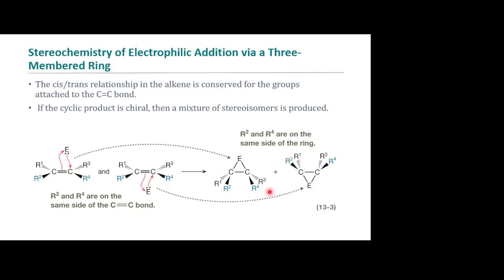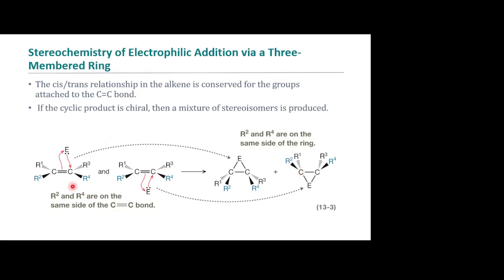And so, hey, we're going to maintain that, aren't we? That's quite nice. So the cis-trans relationship in this alkene is going to be conserved for those groups that are attached to that CC double bond. The cyclic product is going to be chiral. If the cyclic product is chiral, then a mixture of stereoisomers will be produced because you're flat, right? And you're going to attack from above, but you can also attack from below. Okay. And so you're going to get both of those.